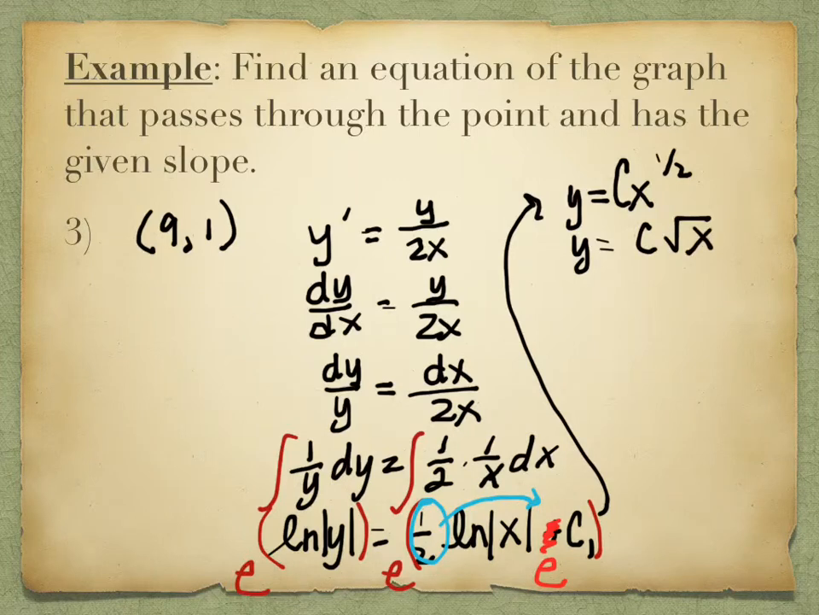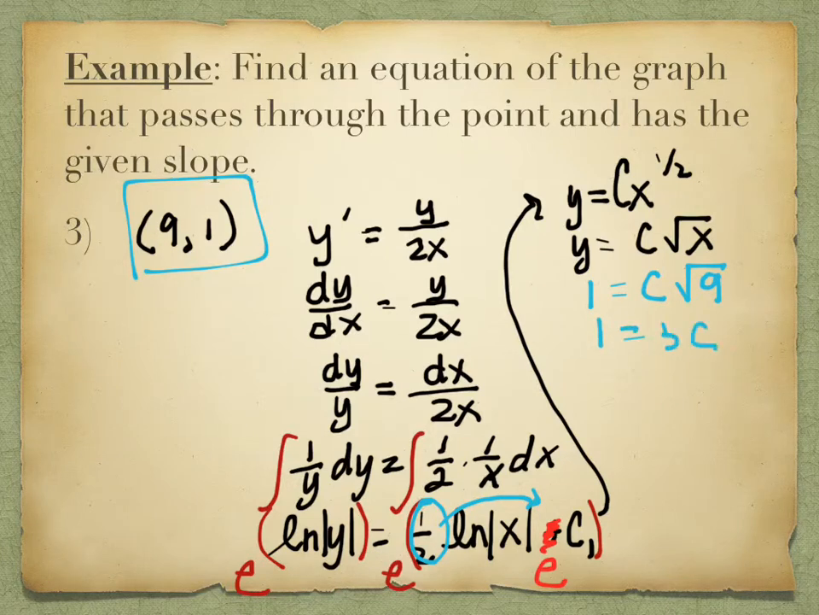And we need to figure out what c is, and we can do that based on the initial condition that we're given over here. So when x is 9, y is 1. When we put x in as 9 and y in as 1, we have 1 equals 3c, and c is 1/3. So my function is y equals 1/3 square root of x.